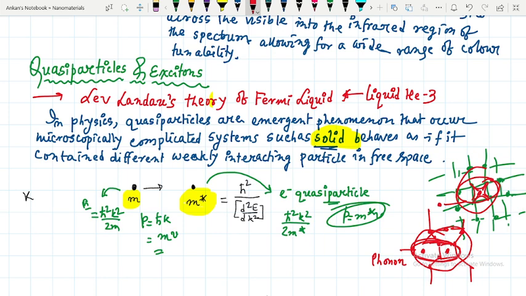Okay, so the phonon arising out there was also a quasi-particle. Now, quasi-particles can also be called collective excitations. Now you can get confused: are quasi-particles and collective excitations equal? Apparently equal, but there is a fine difference between them.